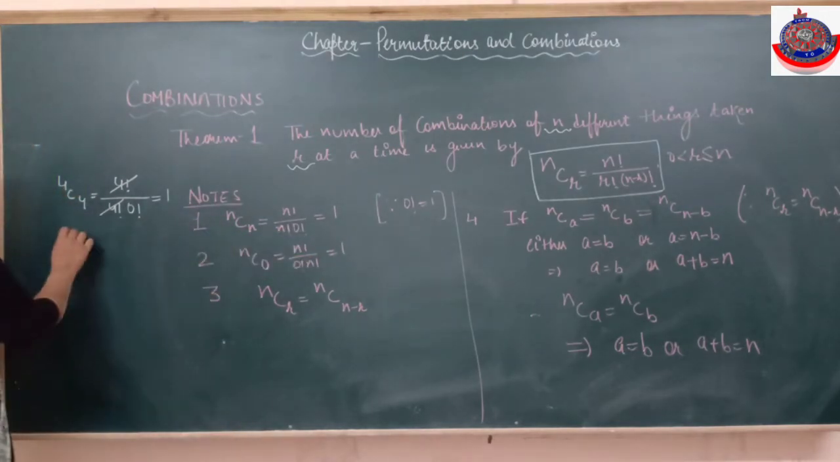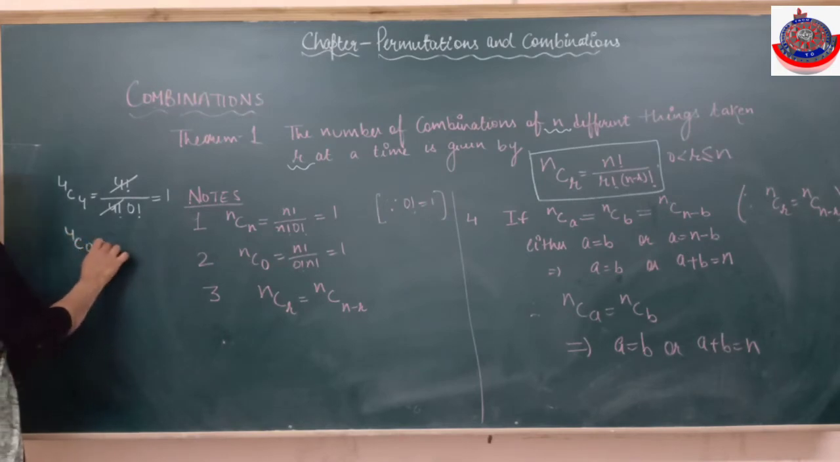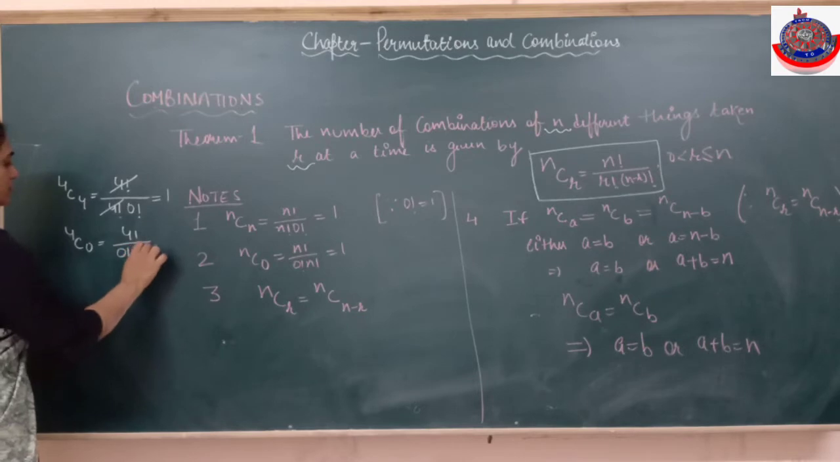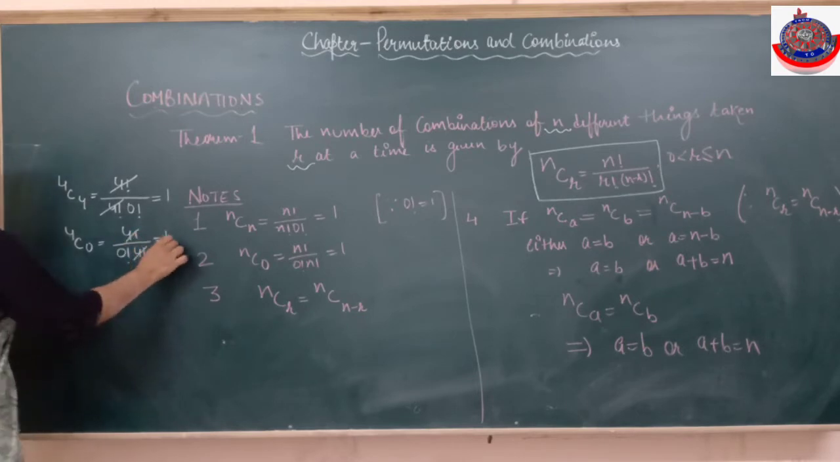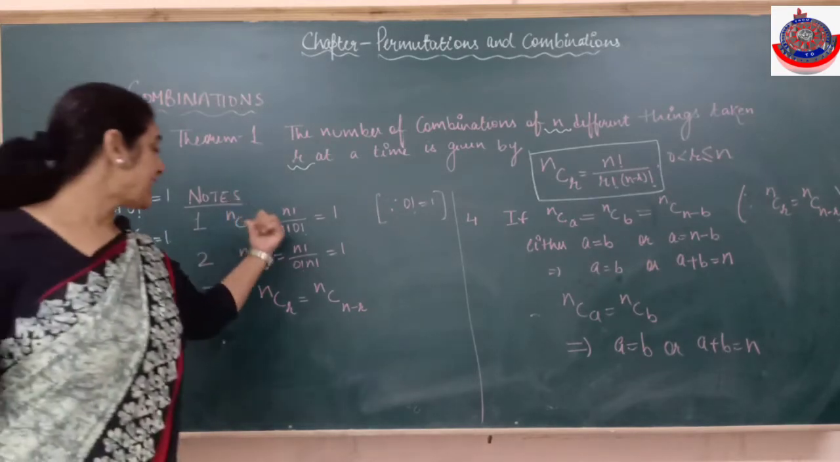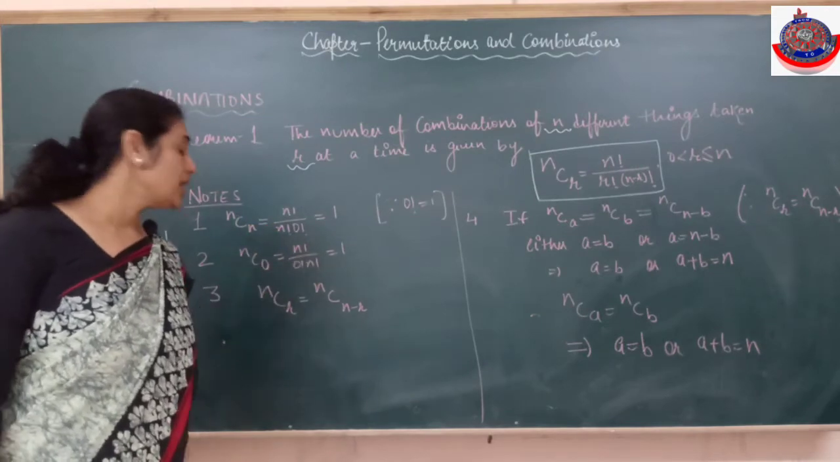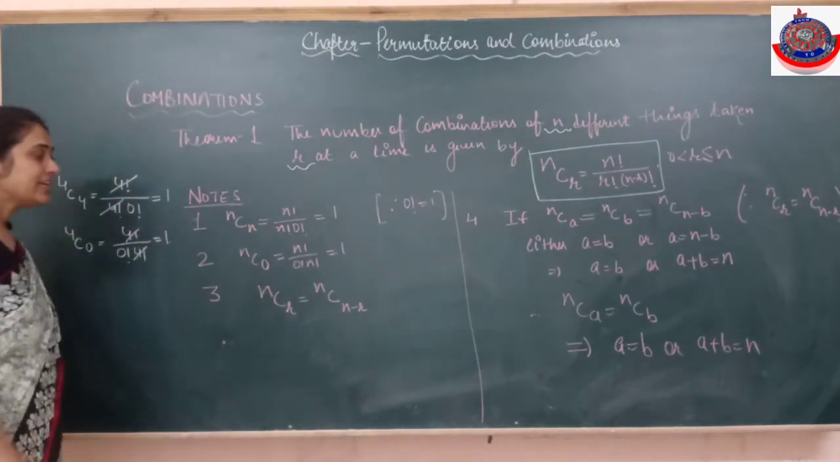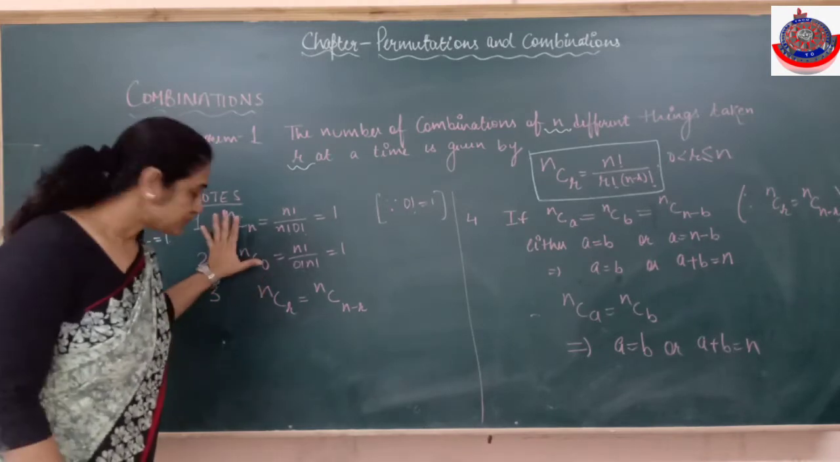Now look at the second one. 4C0. 4 factorial upon 0 factorial, 4 minus 0, 4. So that is also 1. So nC0 and nCn, both are equal to 1. Is it clear? Now, always these two are clear.